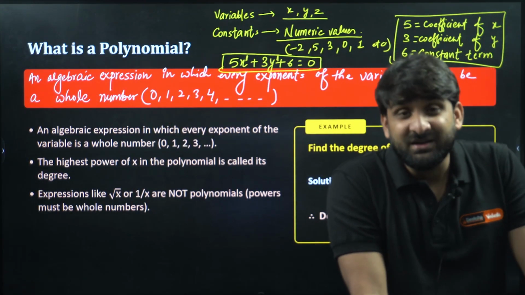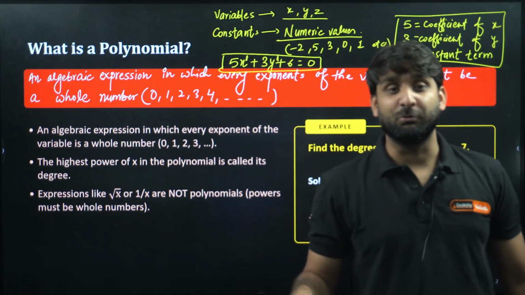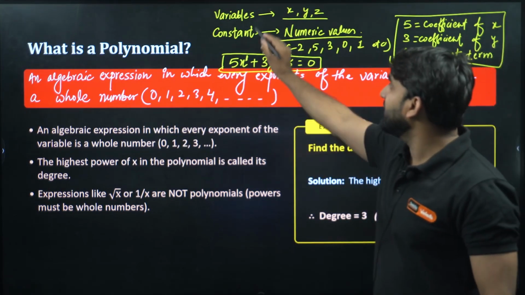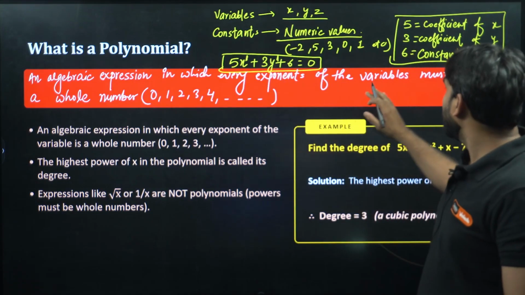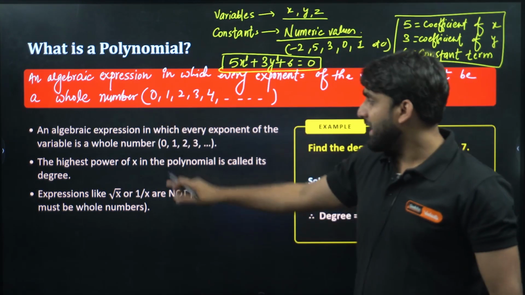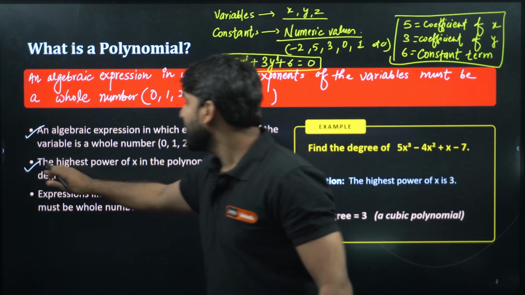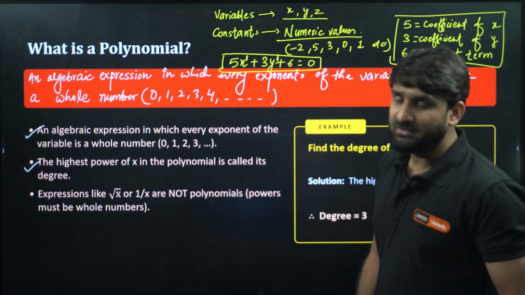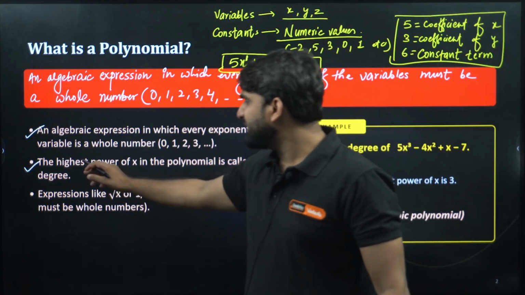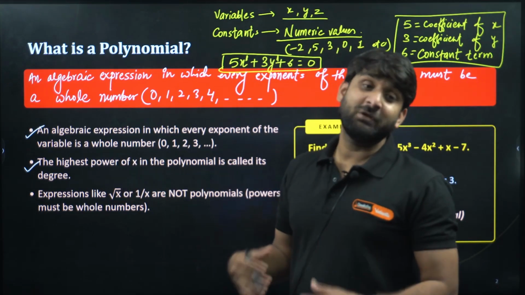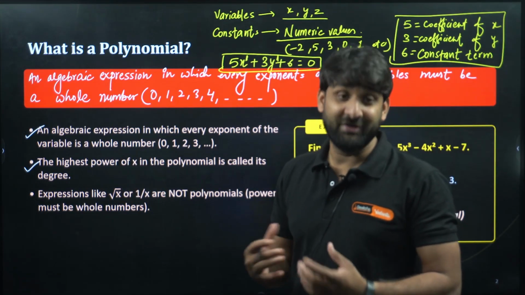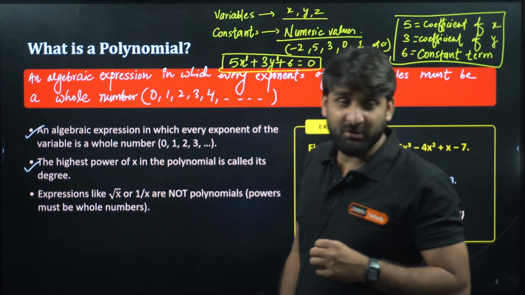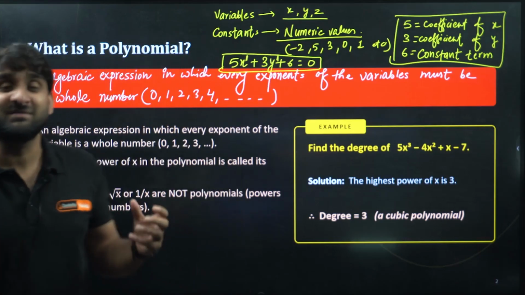So it is not necessary that all algebraic expressions will be polynomials. This is the condition: the exponent of the variable must be a whole number. I hope variable is clear, x, y, z are called variables. Now this point is clear. Second point, the highest power of x in the polynomial is called its degree. If there is only one variable x, the highest power of the variable is called its degree, and degree decides the number of solutions.